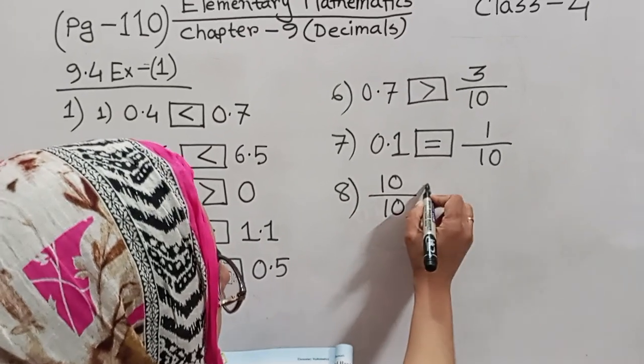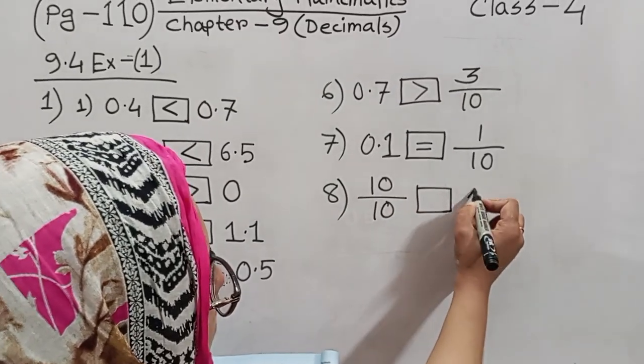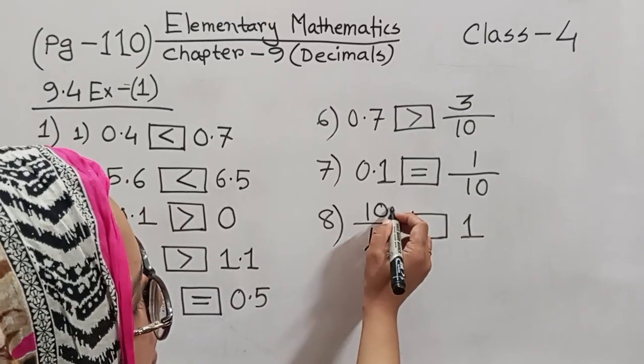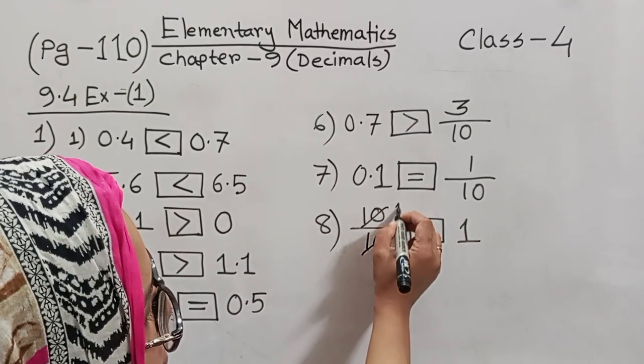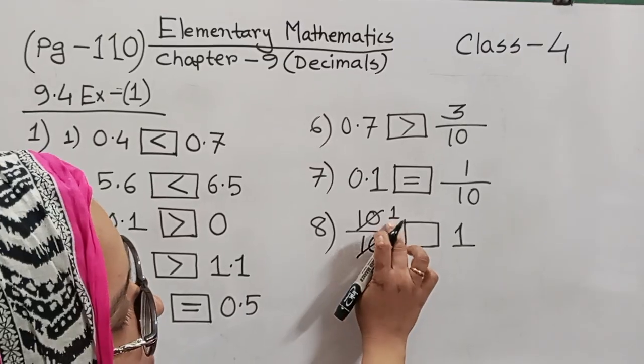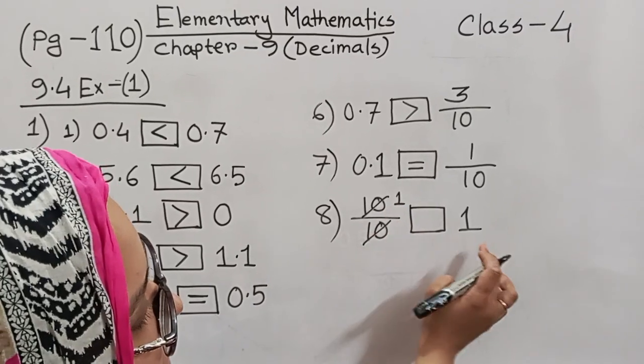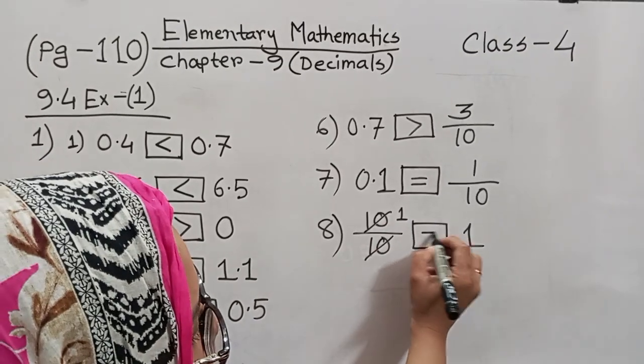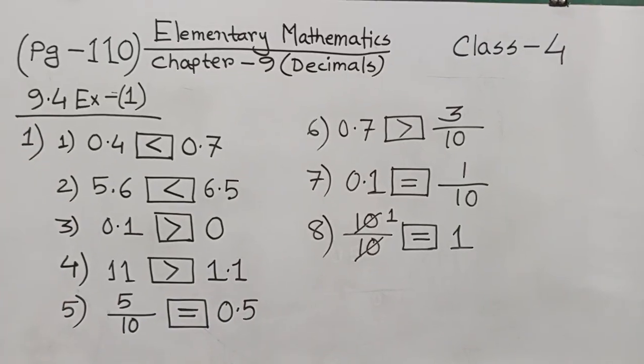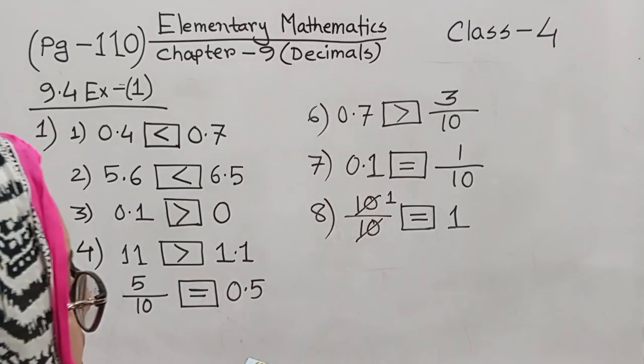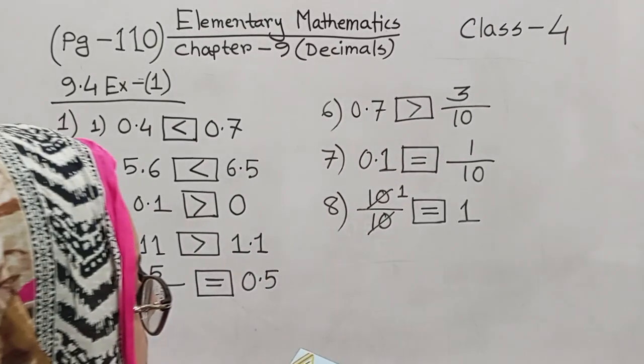Now the last one of question number 1, 10 by 10, the blank space, 1. So if we cut 10 by 10, 10 ones are 10, 10 ones are 10, ultimately our answer will be 1. So here is 1 and here is 1, so it will be equal. Okay, so question number 1 is finished here.